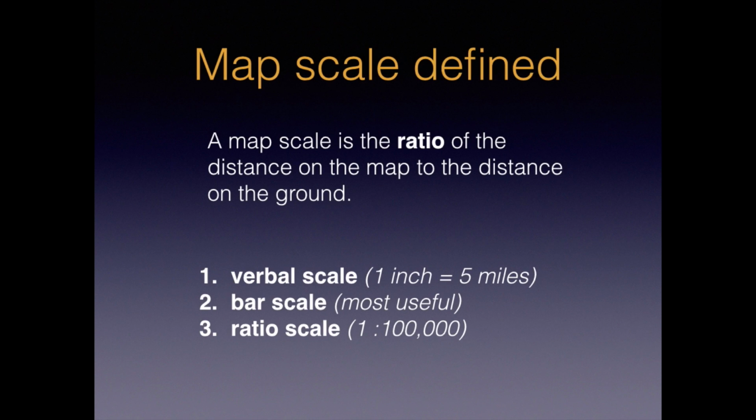Essentially, a map scale is the ratio of a distance on the map to a distance on the ground. There are 3 different kinds of map scale: verbal scale, bar scale, and ratio scale. Let's have a closer look at these.